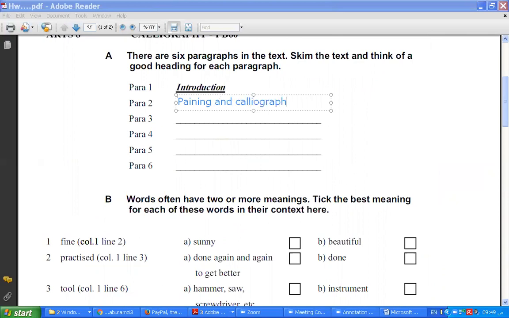calligraphy. يعني العلاقة بين الرسم وفن الخط. Painting and calligraphy.